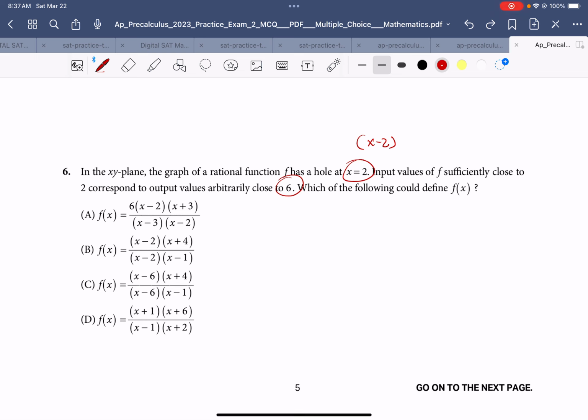Now B is okay too. But C, you don't have x minus 2. And also you don't have it in the answer choice D, right? So, and then which one makes sense here?